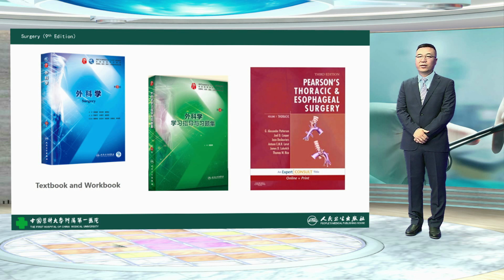The reference book for this part is the 9th edition of Surgery published by People's Medical Publishing House and the workbook, but there is no corresponding English version of these two books. You can choose other surgical textbooks, but the lung cancer TNM stage of the 8th edition must be used. Only in this way can the latest content be guaranteed.